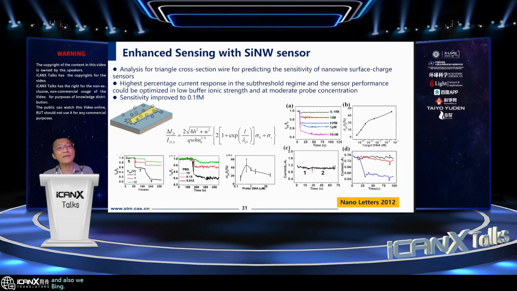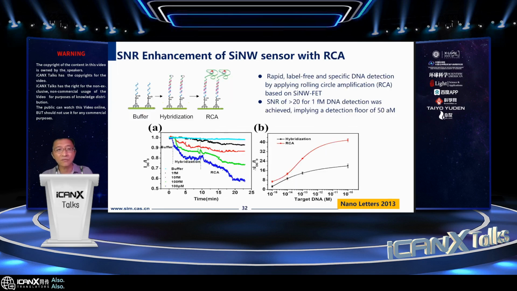And also we can optimize the detection conditions of silicon nanowire sensors. We can change the working point of the sensor, and also we can use different buffer concentrations, and also we can optimize the probe concentration. With all this optimization, we finally improve the sensitivity of our silicon nanowire to 0.1 femtomolar, and also we can improve it further.